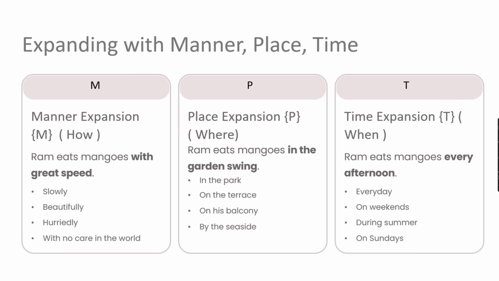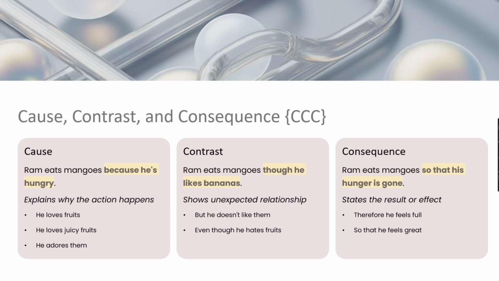Similarly, while adding time extension, you can clearly see I have added "every afternoon." "Ram eats mangoes every afternoon." But likewise, you can also add "Ram eats mangoes every day," "Ram eats mangoes on weekends," "Ram eats mangoes during summer," "Ram eats mangoes on Sunday." So after expanding with MPT, you can build logic into your sentence using cause, contrast, and consequence elements.